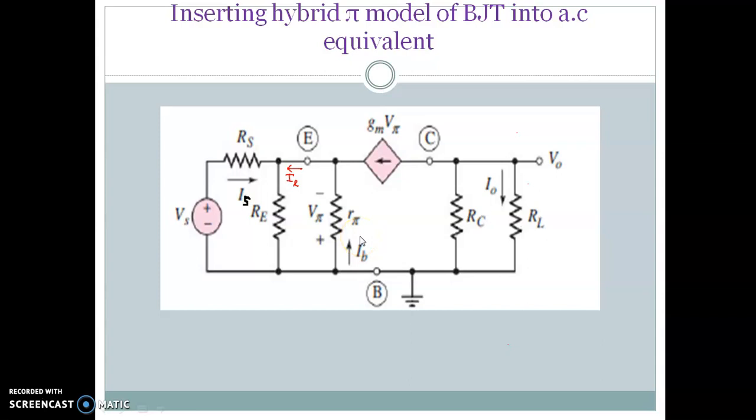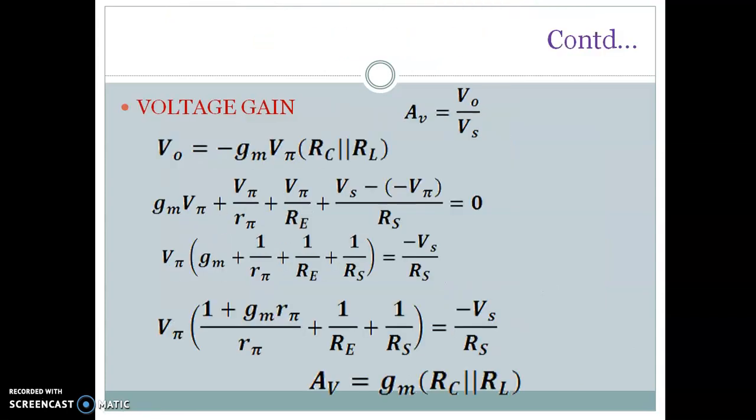So therefore we can use this relation to compute V pi. Gm V pi plus V pi by R pi is the base current, the current through the emitter resistor RE is V pi by RE, plus the current through the source resistance is (Vs minus V pi) by Rs, which is equal to 0. Now taking V pi common, we get Gm plus 1 by R pi plus 1 by Re plus 1 by Rs is equal to minus Vs by Rs.